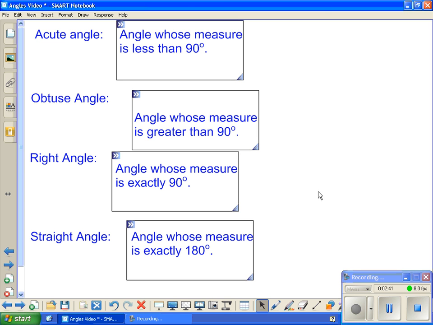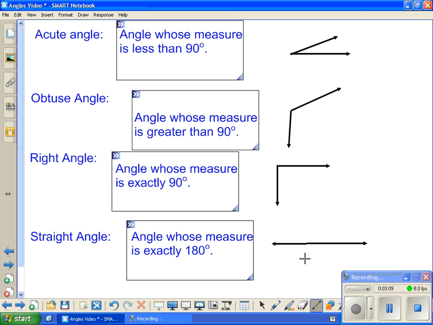So go ahead and pause the video, get these definitions written down in your notes. Draw a couple of quick sketches here. There's an acute angle. There's an obtuse angle. My best approximation of a right angle. And a straight angle. Make sure you get those written down.